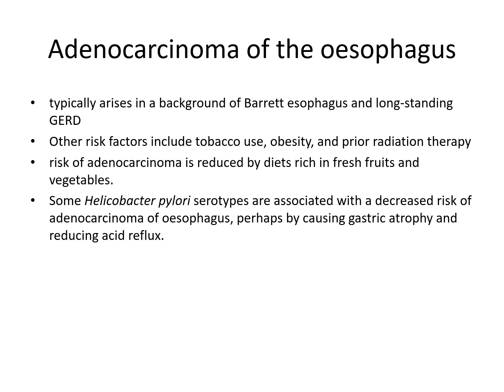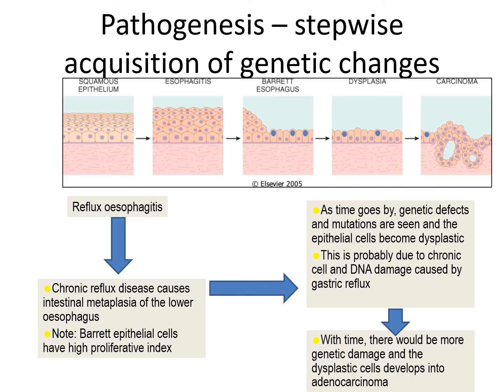The pathogenesis of adenocarcinoma of the esophagus follows the stepwise acquisition of genetic changes. Initially, it starts with reflux esophagitis, and then there are changes of intestinal metaplasia of the lower esophagus. As time goes by, genetic defects and mutations are seen in the epithelial cells, and the epithelial cells become dysplastic. And with time, there will be more genetic damage, more injury, and the dysplastic cells develop into adenocarcinoma.